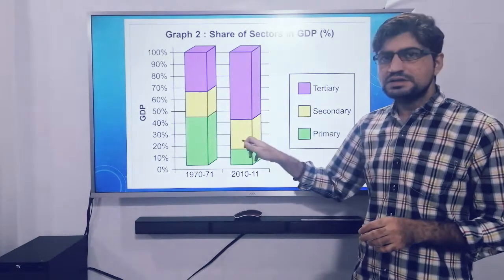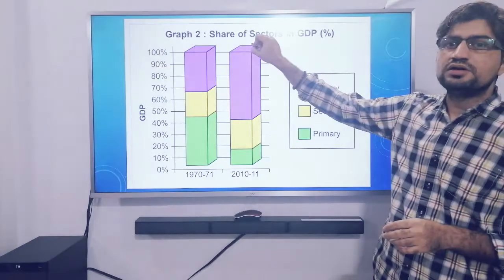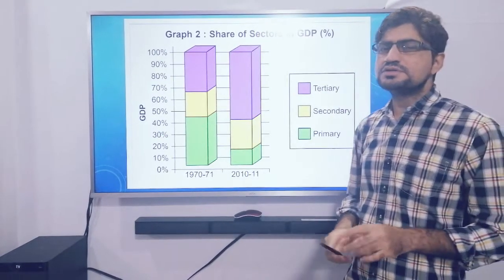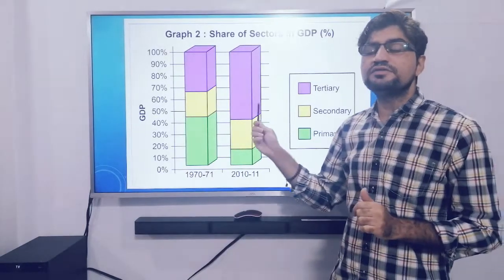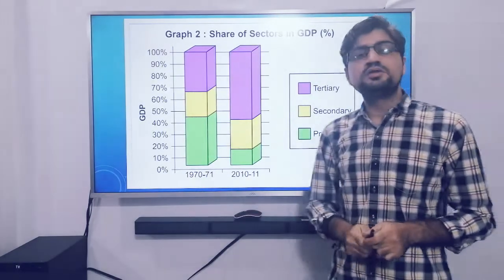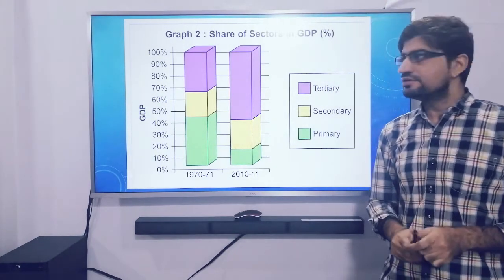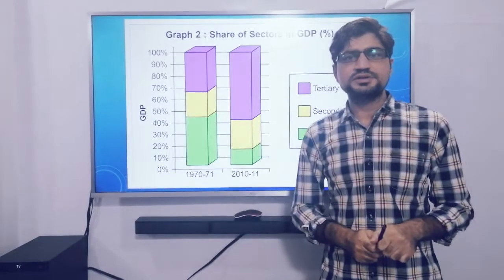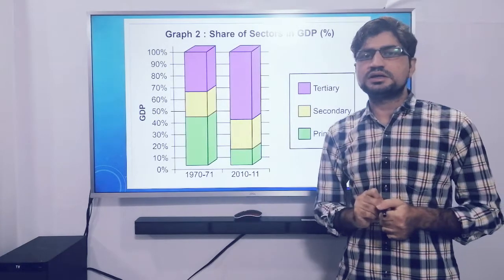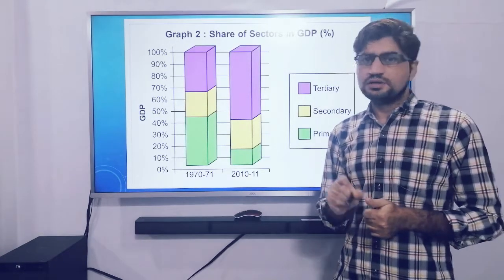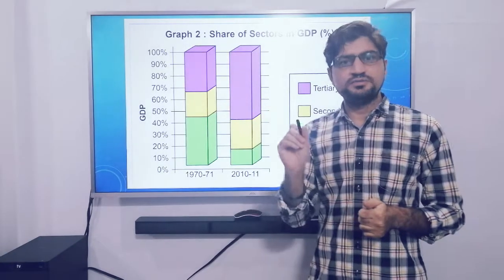So there is improvement in the secondary sector, and here this color indicates the contribution of the tertiary sector. The contribution of the tertiary sector was 55% during 2010-11, compared to 1970-71 when it was merely 35%. Now the tertiary sector has become the most important sector in the Indian economy, with a contribution in GDP of 55%.